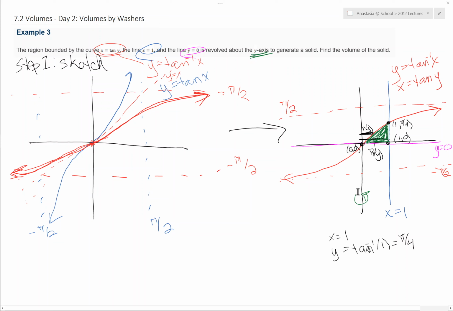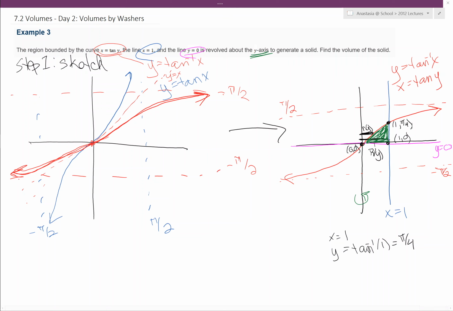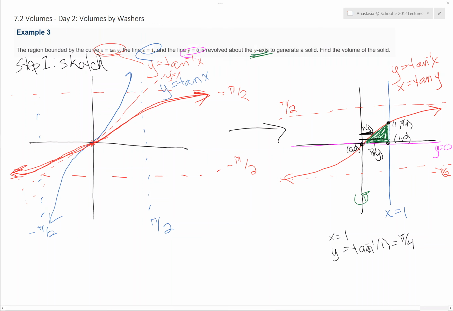Okay, so we have a sketch of the region, and now we are going to move on to step 2. With the disk method, step 2 was just to find a formula for the radius. In this case, we need to find formulas for big R and little r, so the inner and outer radius.